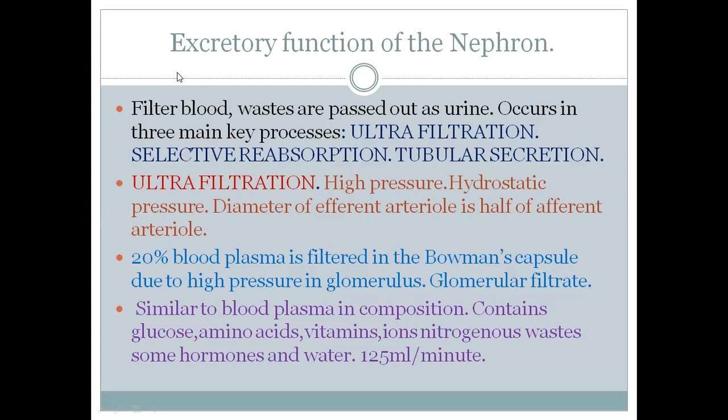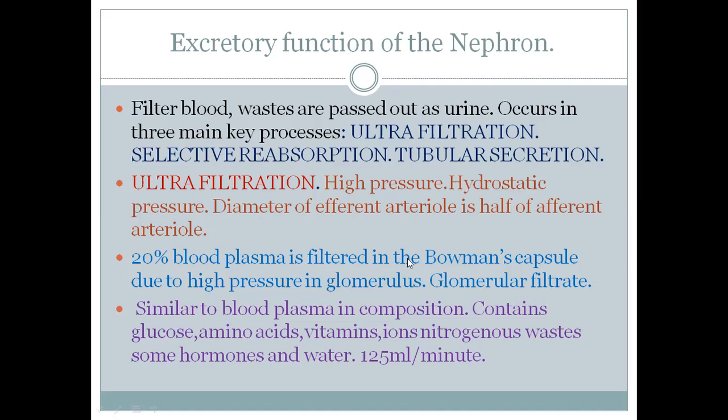Excretory function of the nephron, what does it do? It is from here that your long question is going to start. It filters blood, and waste passes out as urine. It occurs in three key processes: ultrafiltration, also known as glomerular filtration, selective reabsorption, and tubular secretion. Ultrafiltration takes place under very high pressure. A hydrostatic pressure is created in the glomerulus, meaning there is a high pressure due to the high amount of blood and liquid content in the glomerulus. This pressure is created due to the difference in the diameter of the efferent and afferent arterioles. We already discussed this in the last lesson.